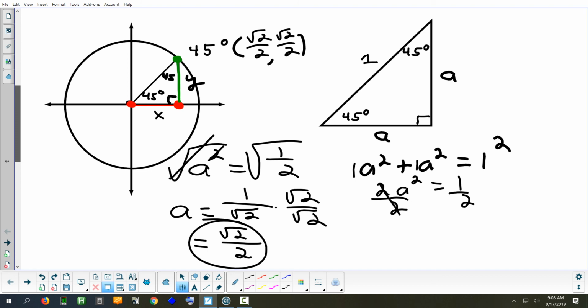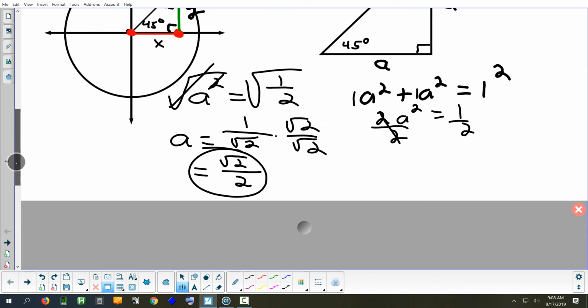Now that we know that, we never have to go back and figure that out again. We're just going to remember the coordinate for 45 degrees is square root of 2 over 2, comma, square root of 2 over 2. Any questions on how I use the Pythagorean theorem to figure out that coordinate? All right, so now let's try a problem using that.